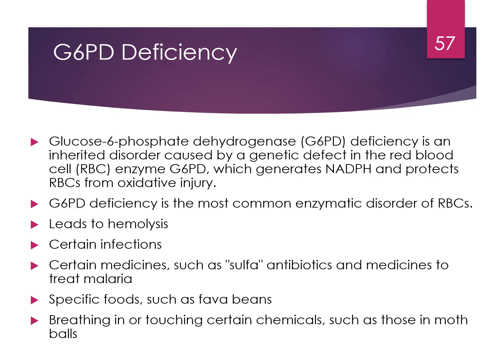Now let's talk about the G6PD deficiency. This is known as the glucose-6-phosphate dehydrogenase deficiency. It's an inherited disorder caused by a genetic defect in the red blood cells. It generates NADPH and protects RBCs from oxidative injury. It is one of the most common enzymatic disorders of the RBCs. It can lead to hemolysis and even certain infections.